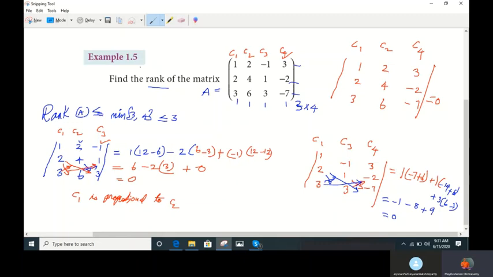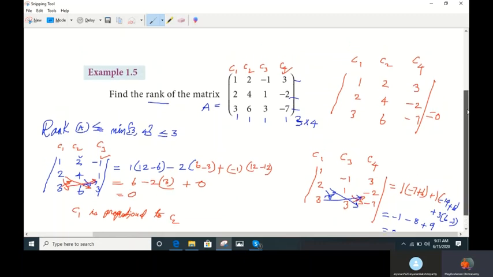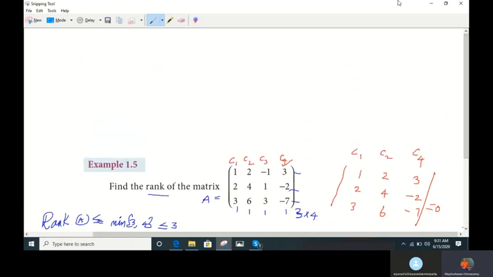See, dear students, when you take columns C1, C2, C3, it is also 0. C1, C2, C4 also 0. C1, C3, C4 also 0. Like that, one more determinant we can take. What is that? Without C1. Leave C1, take C2, C3, C4, and you can take a minor matrix. What is a minor matrix?